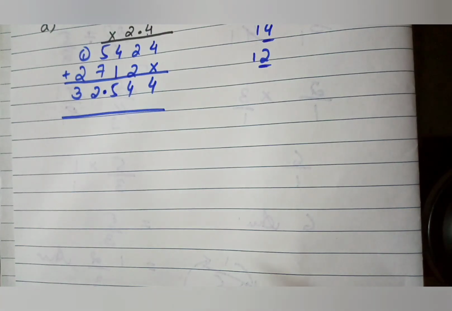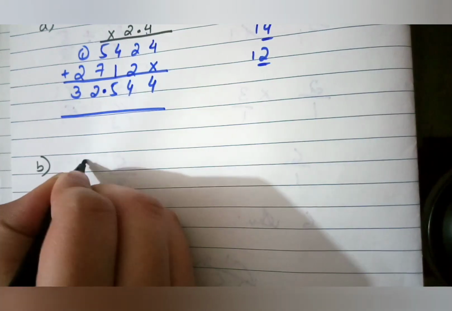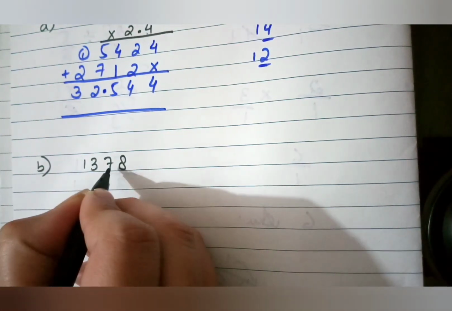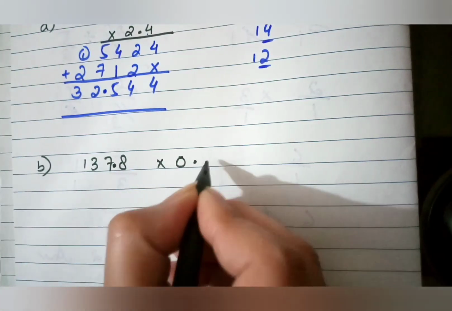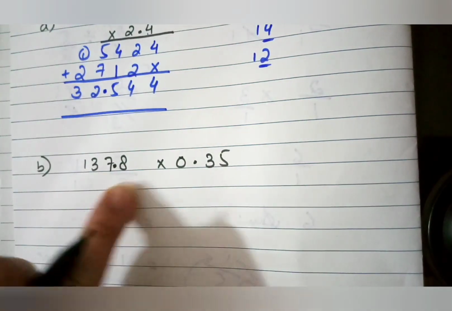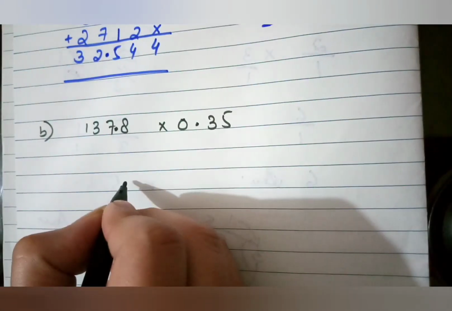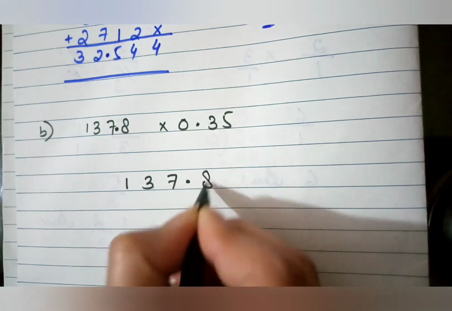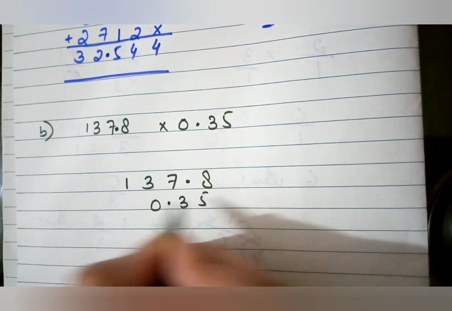Now we will do part B of Practice Now 8. Here we have 137.8 multiplied with 0.35. Okay, fine. Now we multiply these two terms. I just write down the terms here: 137.8 and 0.35.